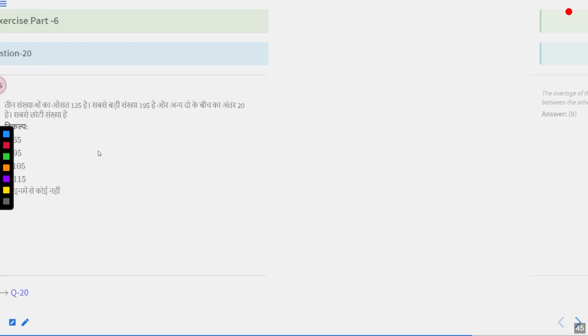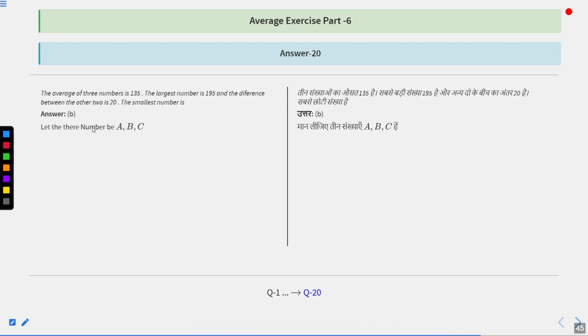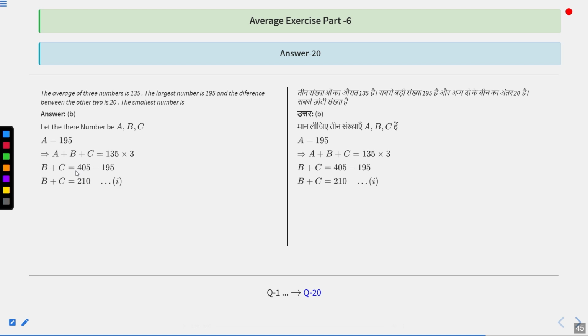Now time's up. Let's see the solution. The question says that the average of 3 numbers is 135. So first we let the numbers be A, B, C. We let the largest number, which is A, be 195. And the difference between the other two numbers is given as 20. So we can calculate the sum of all these 3 numbers. A plus B plus C is 135 into 3. We can write it. And B plus C is to be found. Clear? So when we calculate it, we get the value of B plus C.